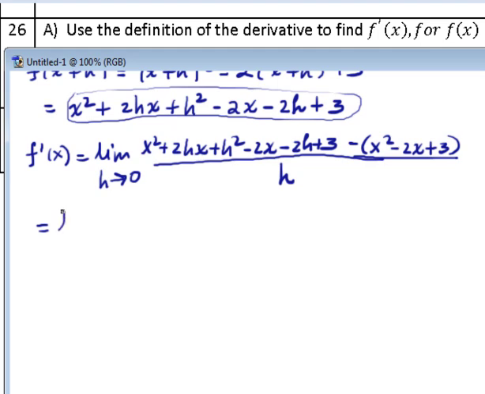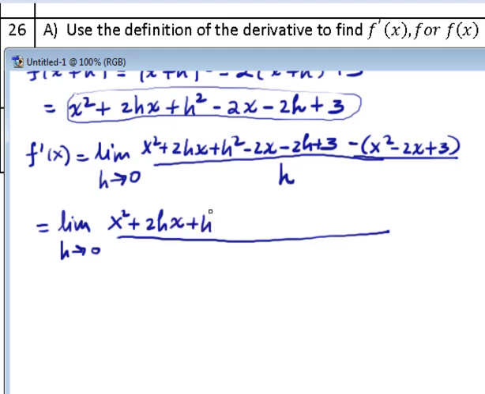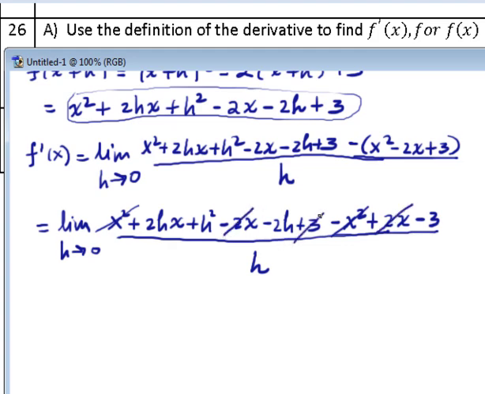So this is the limit as h goes to 0. Here we have, again, I'm copying over, x squared plus 2hx plus h squared minus 2x minus 2h plus 3 minus x squared, opening parentheses, minus x squared plus 2x minus 3. All right, now we have quite a bit of canceling. We have x squared canceling with minus x squared, minus 2x canceling with 2x, and plus 3 canceling with minus 3. So here's what's left.